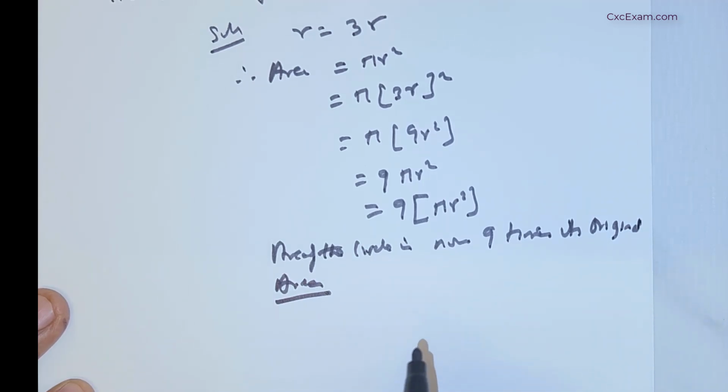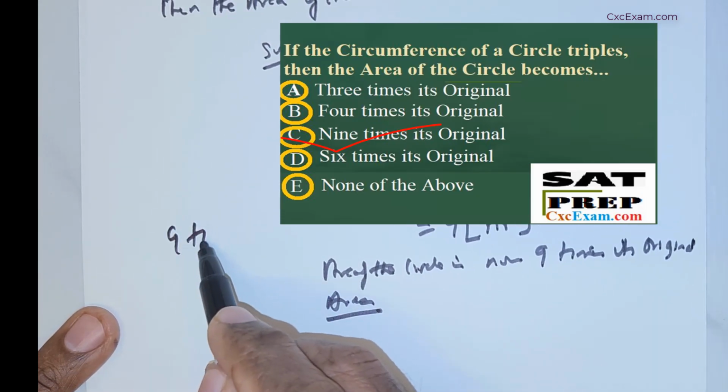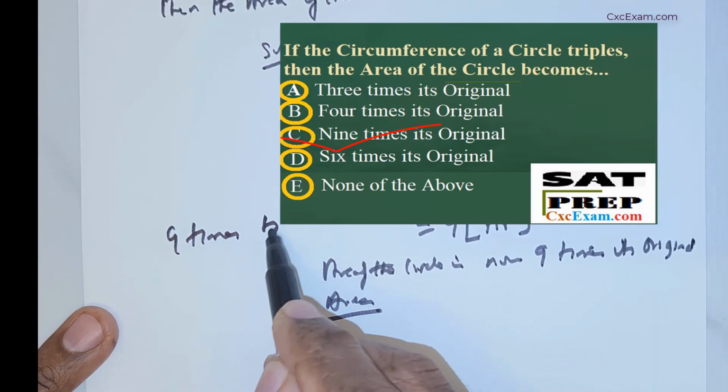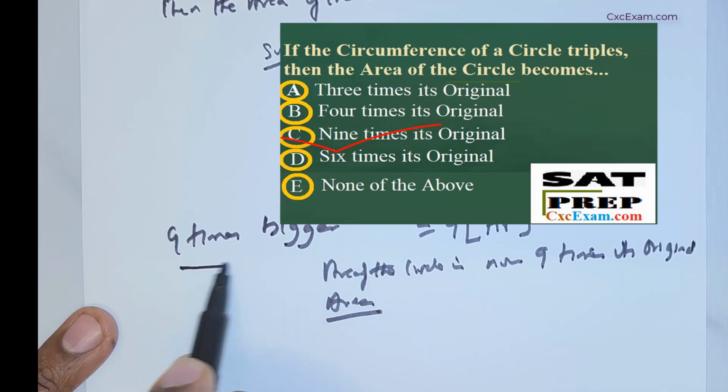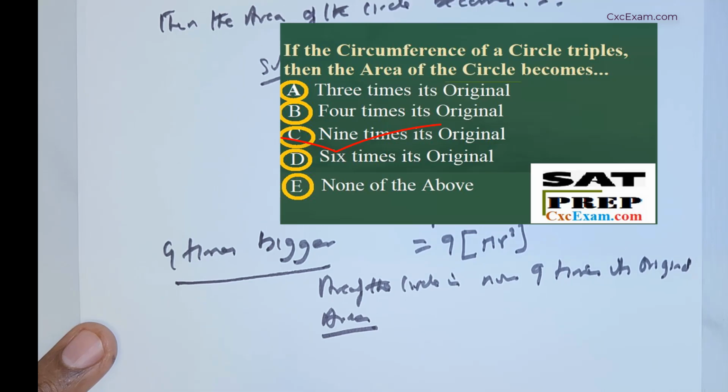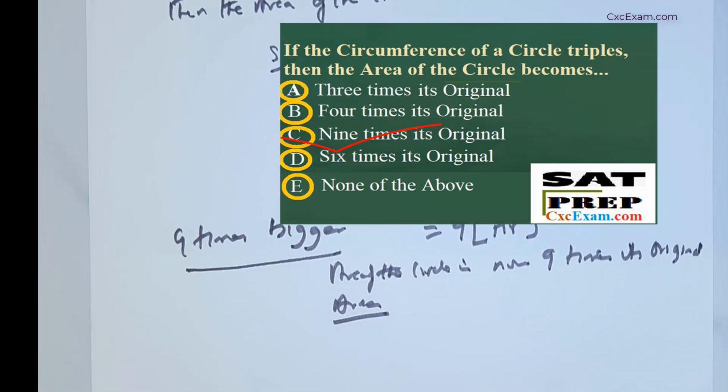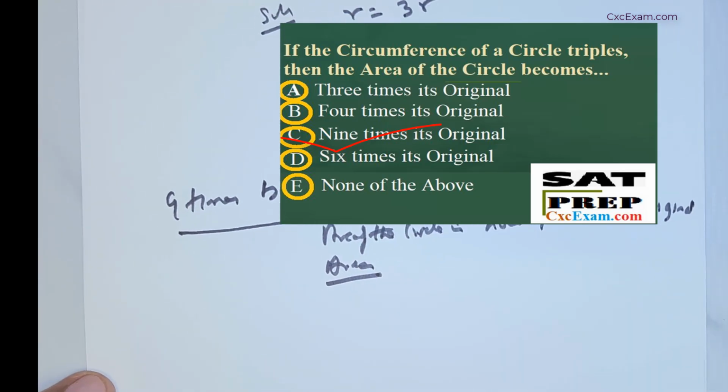Okay, so the correct choice is 9 times bigger, right? So if you got this as your correct choice, you score. So let's move on to the next question.